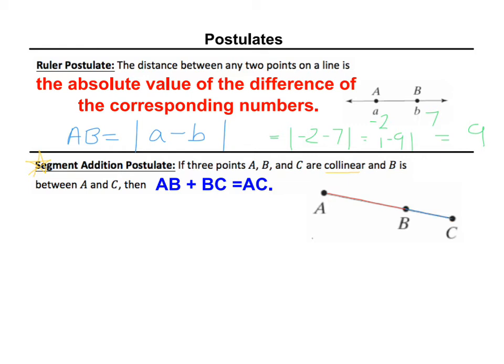What this segment addition postulate tells us is that the length of AB, so the red piece of my segment, plus the length of BC is equal to the length of the entire segment AC, equals AC. So you can see that the red plus the blue is equal to the green. We're really just taking the segment and splitting it into its two pieces.